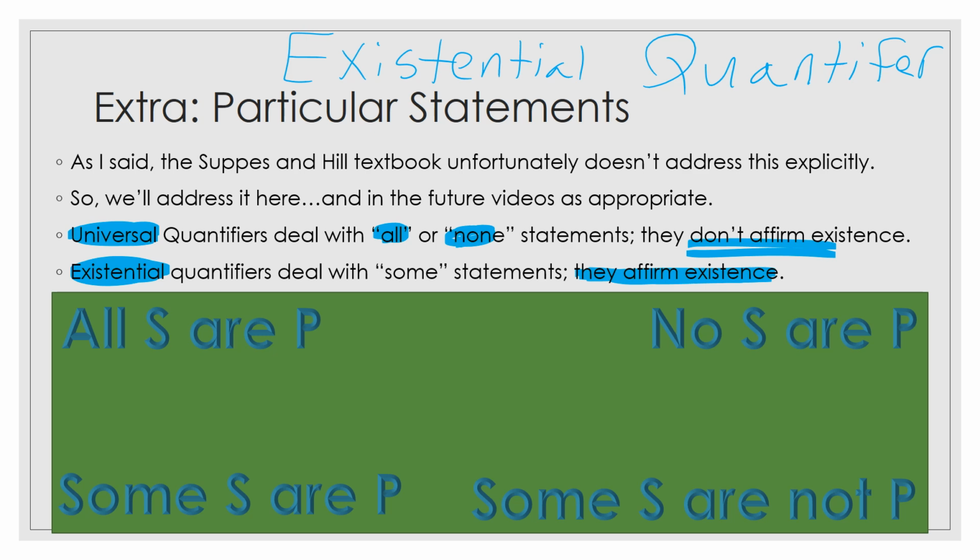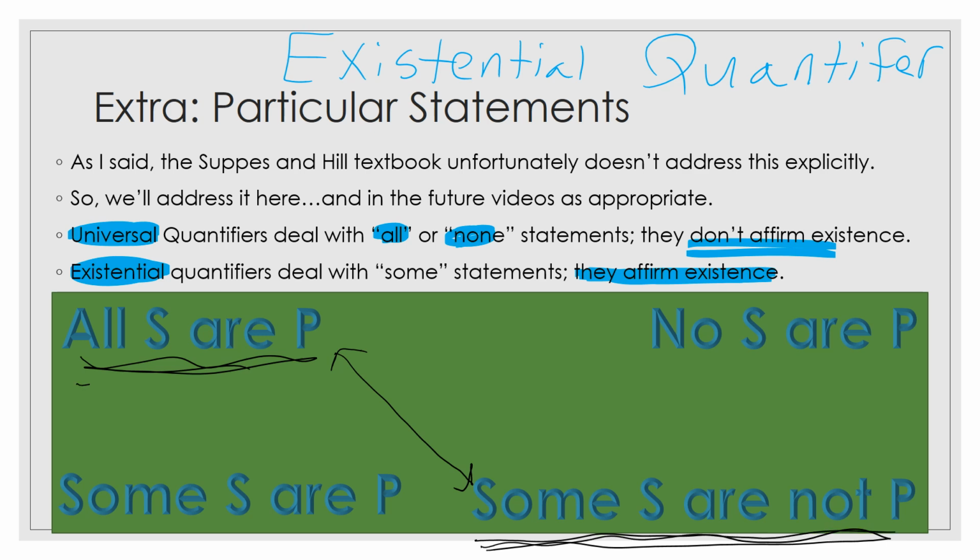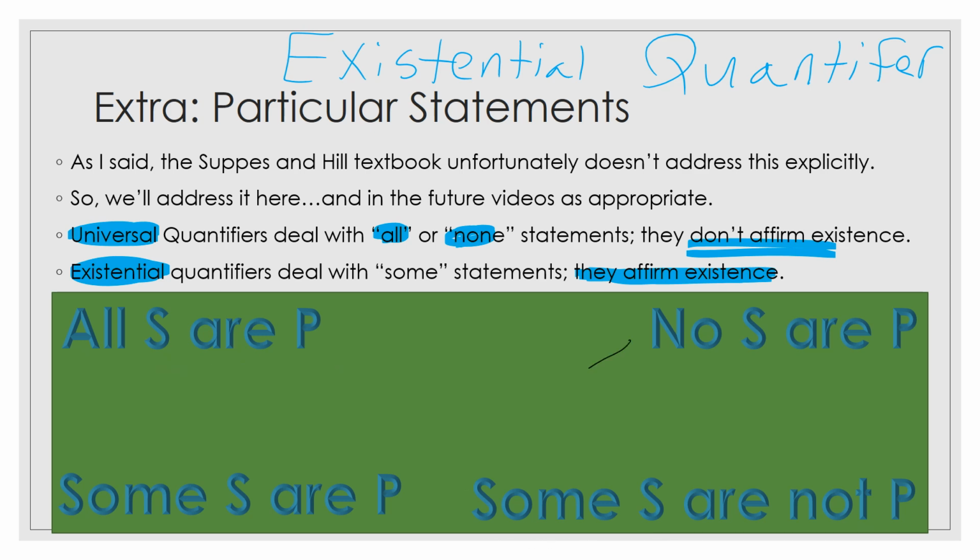For example, all S are P and some S are not P are logically contradictory propositions. If it is the case that all S are P, if that's true, it's impossible that some S are not P, or vice versa. That is to say, if it is true that some S are not P, it's impossible that all S are P. And likewise, no S are P and some S are P are logically contradictory. They can't both be true simultaneously. If one is true, the other one necessarily is false. And if one is false, the other one necessarily is true.